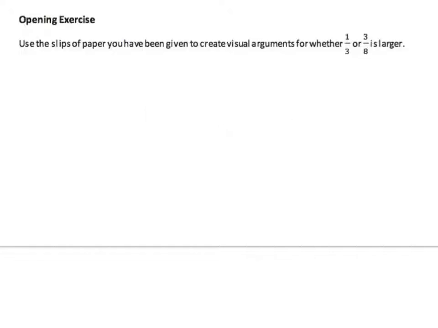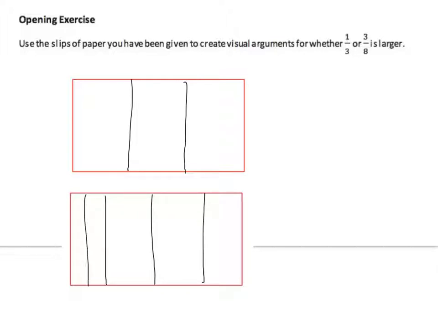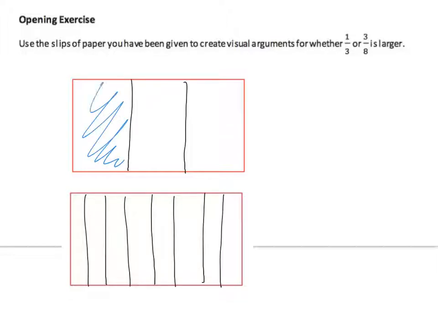So first of all, you were not given slips of paper, but we are going to use virtual slips of paper to create visual arguments for whether 1/3 or 3/8 is larger. One slip of paper I'm going to cut into thirds, and the other one I'm going to cut into eighths. Let's see, half, fourth, eighths. They're not perfect, but we'll get the point. And I'm going to shade 1/3 here and 3/8 here.